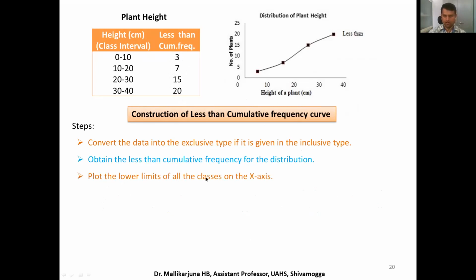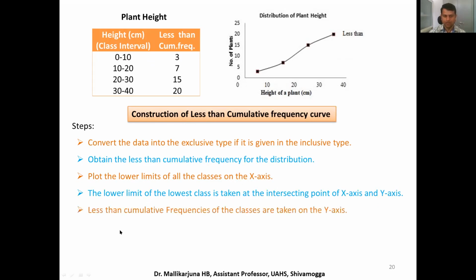Plot the lower limits of all the classes on the x-axis, and the lower limit of the lowest class is taken at the intersecting point. Of course, intersecting point 0 is taken here. Less than cumulative frequencies of the classes are taken on the y-axis. So here we can observe that on the y-axis we have taken the less than cumulative frequencies: 3, 7, and the highest is 20 here, but here I have taken 25.